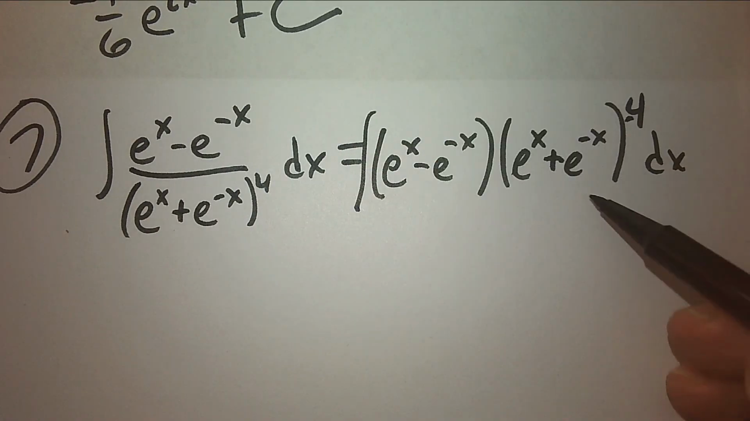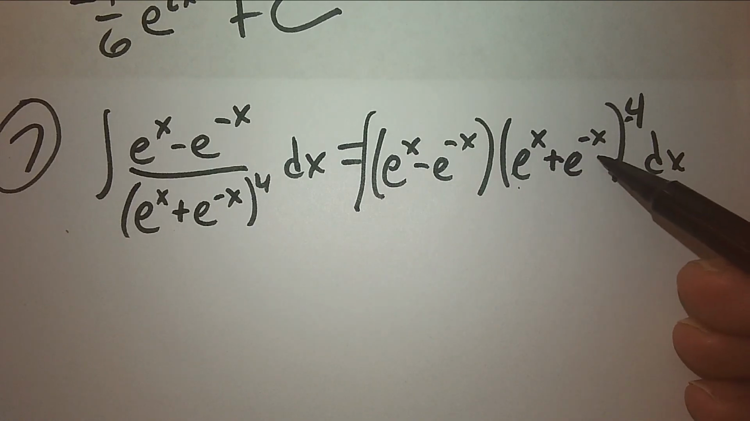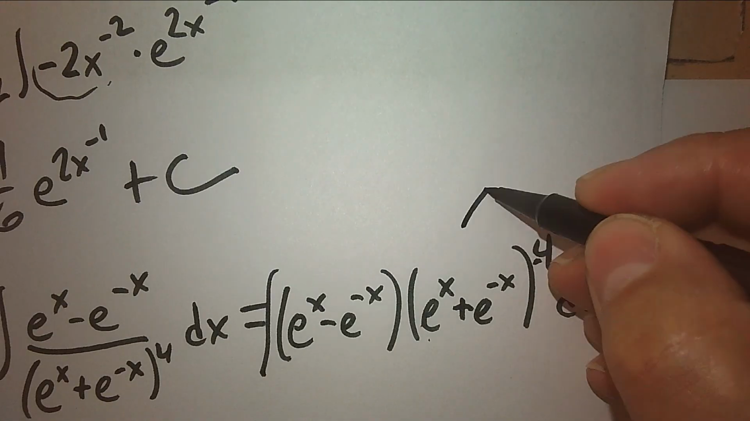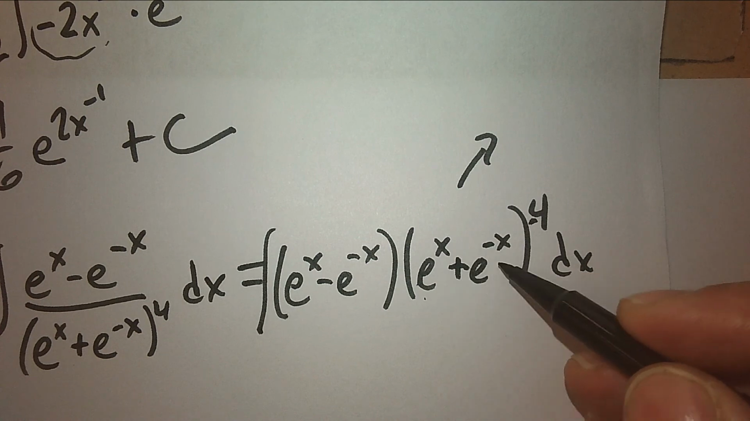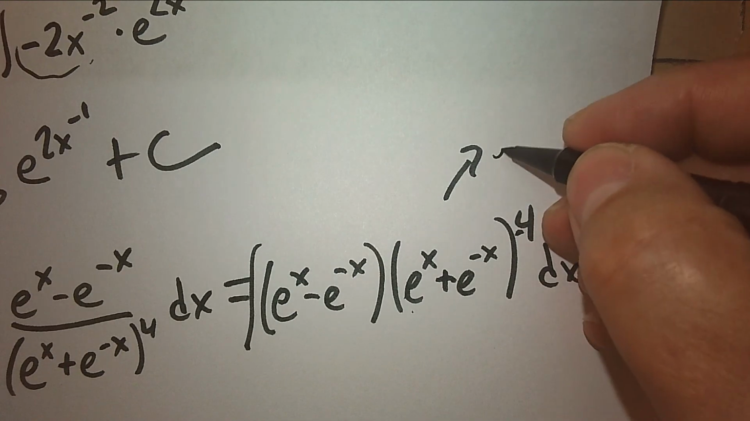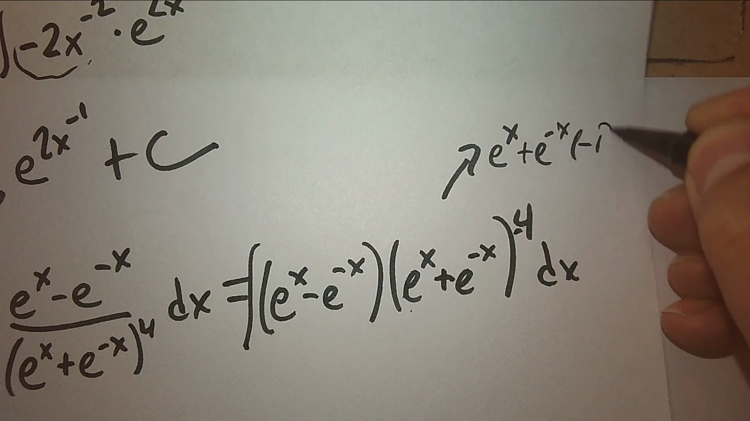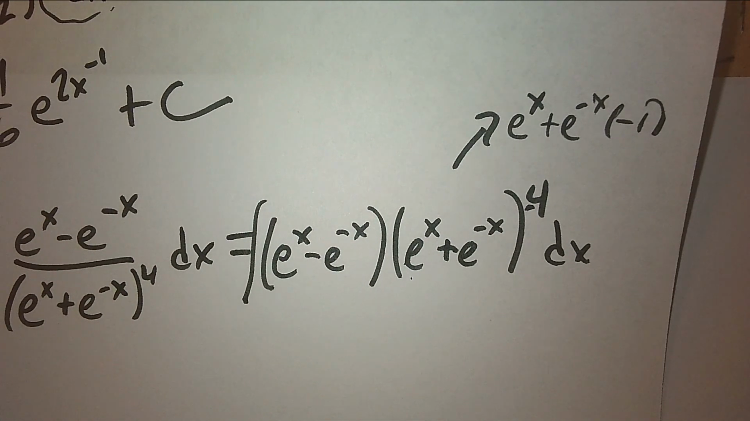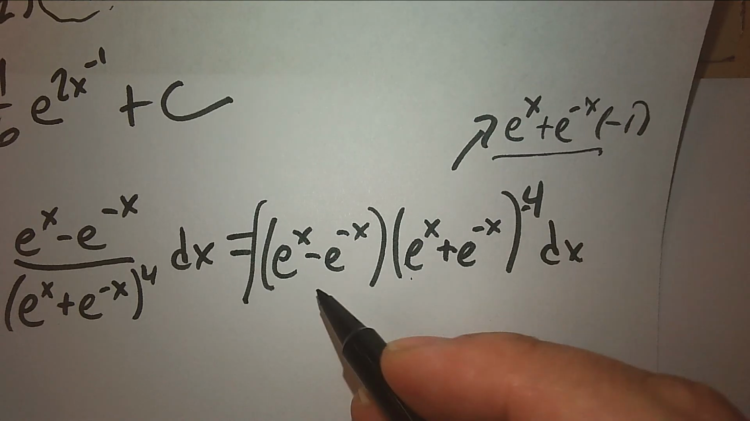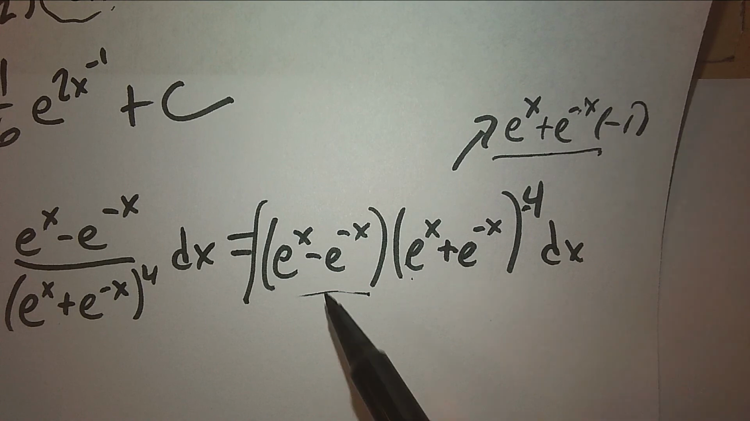Instead, I want you to notice this. Do you see e to the x plus e to the negative x? Just that part. What's the derivative of e to the x plus e to the negative x? It'd be e to the x plus e to the negative x, but what would it need? What I want you to see, and this is so tricky, right? Do you know that that is exactly what's in front? E to the negative x times negative 1 is the same as subtract e to the negative x.